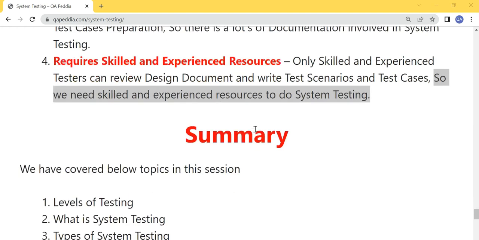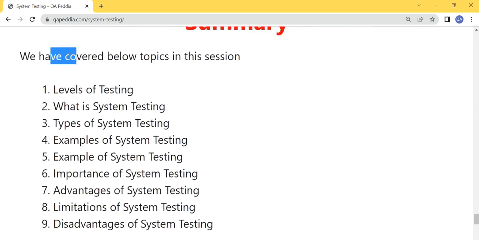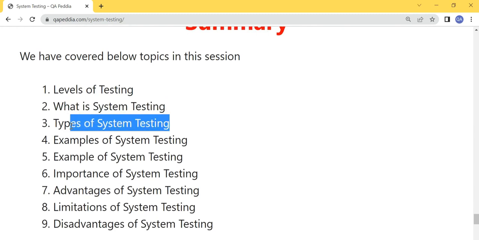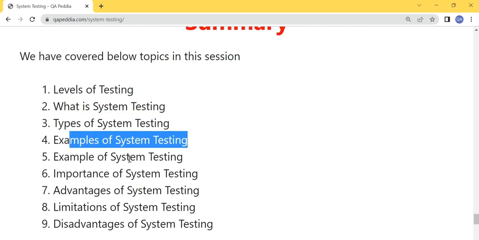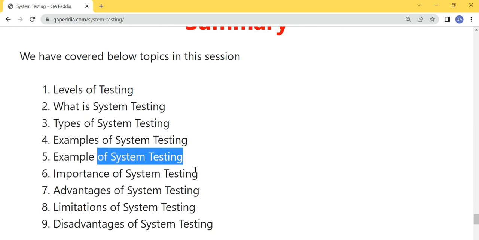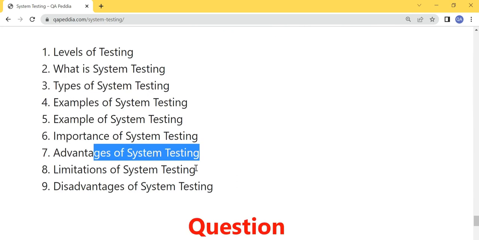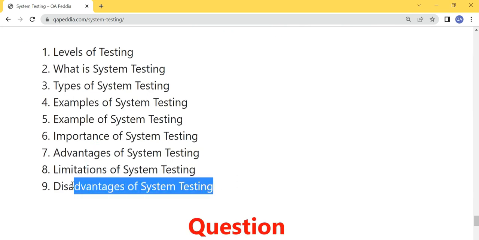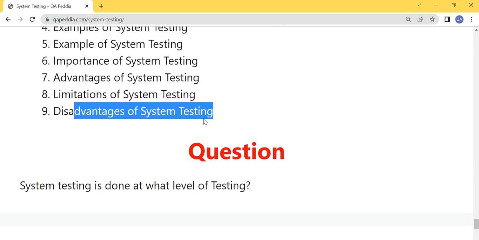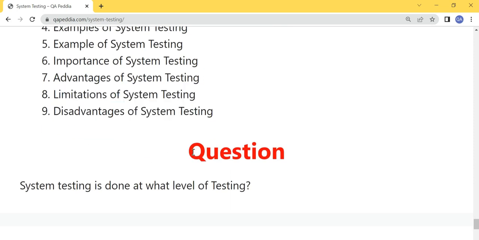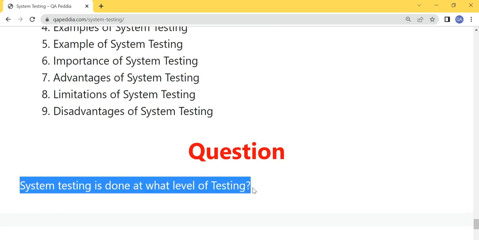Now let's see the summary of the session. We have covered the below topics in this session: levels of testing, what is system testing, types of system testing, examples of system testing, importance of system testing, advantages of system testing, limitations of system testing, and disadvantages of system testing. So these are the topics that we have covered. And the question for the session is, system testing is done at what level of testing?